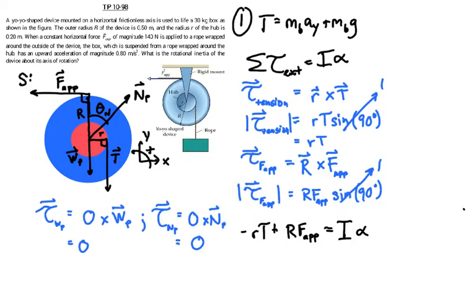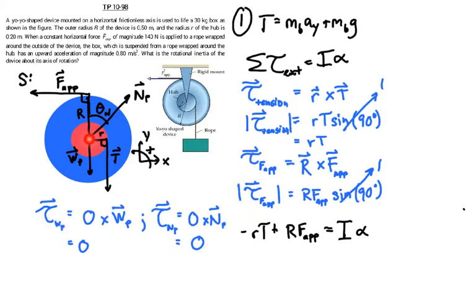So the torque created by our next force, the applied force, is equal to big R vector crossed with our applied force vector. We rewrite that in terms of magnitudes and angles. Then we take a look at the torque created by our weight force.